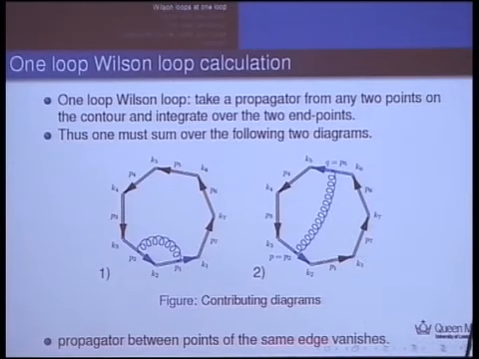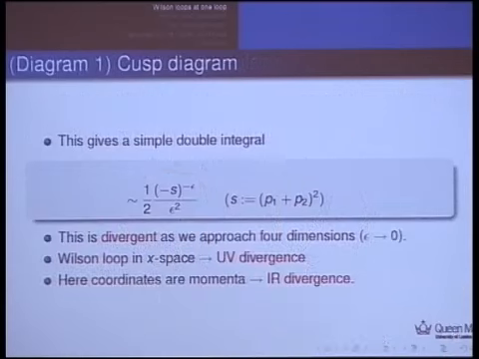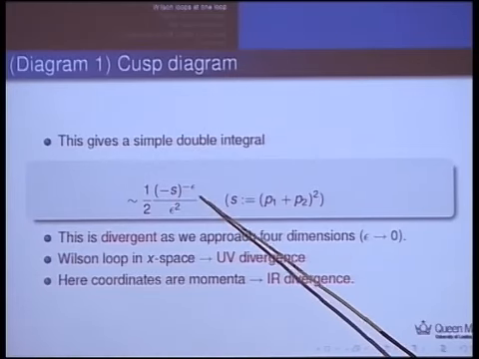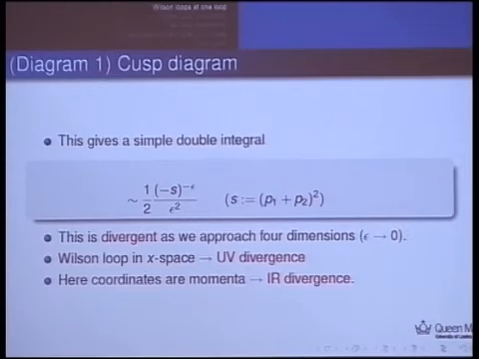Diagram 1 is the so-called cusp diagram, and it straightforwardly gives you the poles that we're looking for, the infrared divergences. We use Feynman gauge, but the result should be gauge independent.